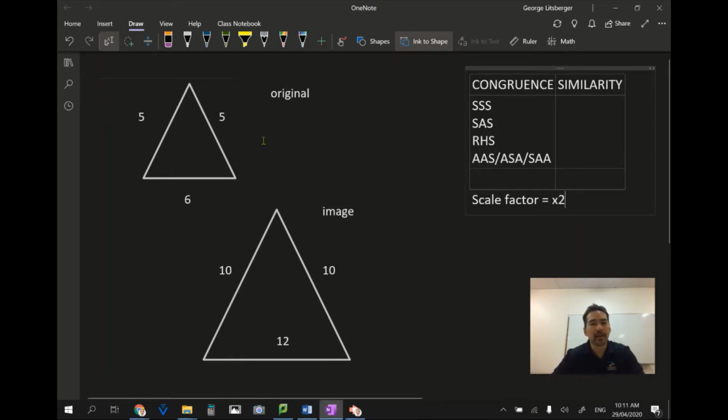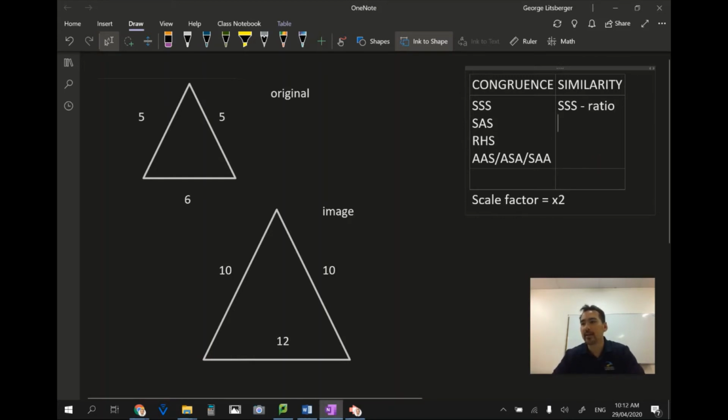So is that consistent across all sides? 5 times 2 makes 10, yes. 5 times 2 makes 10, yes. And 6 times 2 makes 12. All three of them satisfy the same scale factor. So we're going to say it satisfies the SSS rule because all the sides are in the same ratio. And that's the key here with similarity. They all have to be in the same ratio.